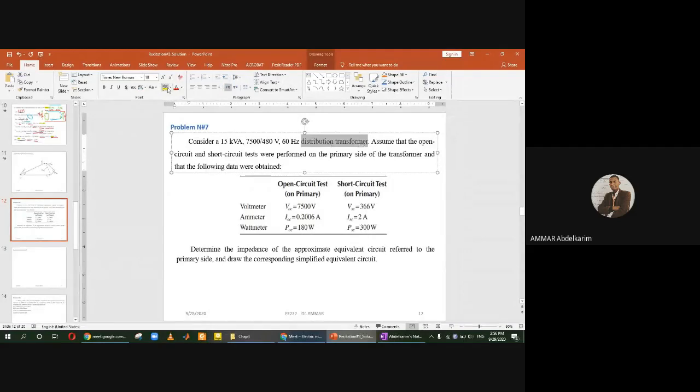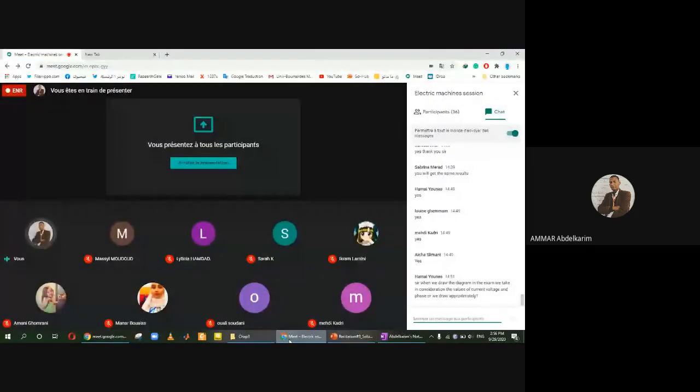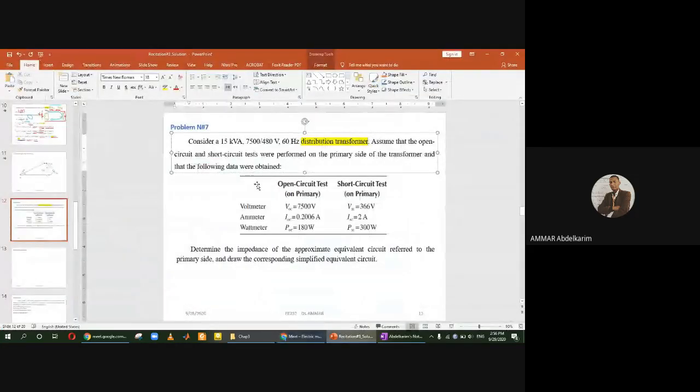If they mentioned it's a distribution transformer, it's directly step down. In distribution, in Algeria we call it, we pass from the medium voltage to the low voltage range. I told you before, we have different ranges: the very high voltage, the high voltage, the medium voltage, and the low voltage. So if they said distribution transformer, it's specified: it's step down.